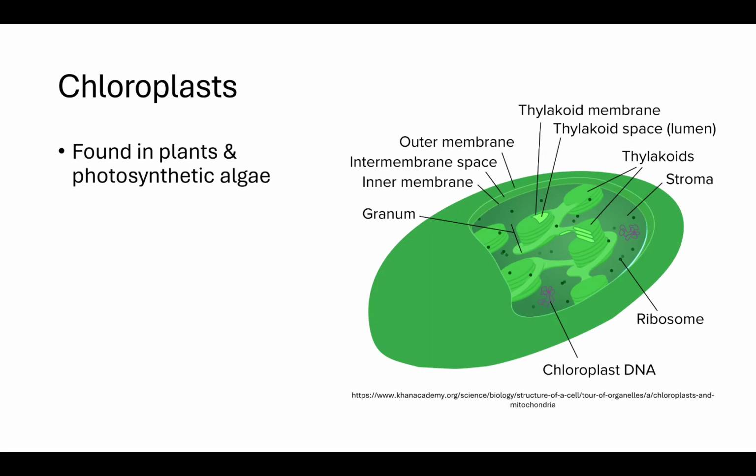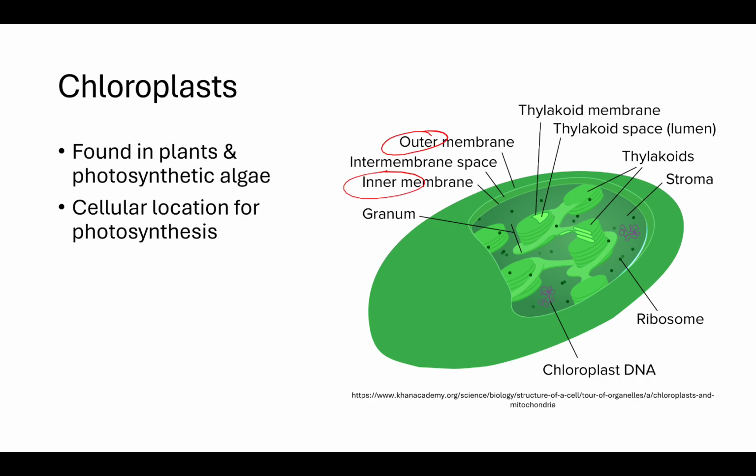Then, speaking of glucose, it is produced in chloroplasts. Chloroplasts are found in plant cells and photosynthetic algae. So it is the location where photosynthesis happens in a cell. Notice it also has an outer membrane and an inner membrane. We're going to talk about the structure of a chloroplast in more detail when we get to photosynthesis. I just wanted to point out that it also has its own ribosomes and it also has its own DNA that's separate from the DNA in the nucleus of the cell.